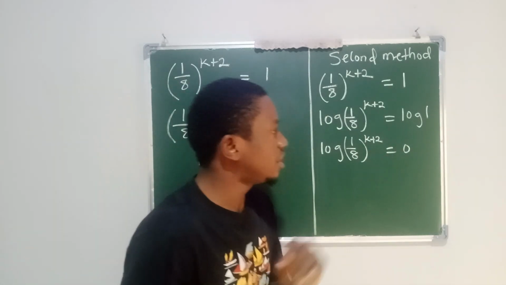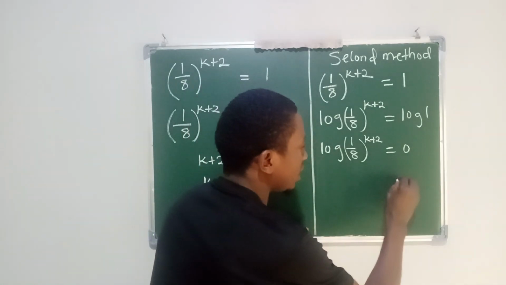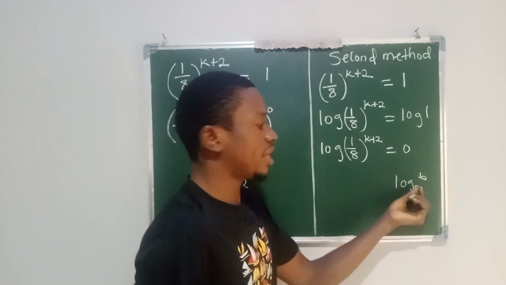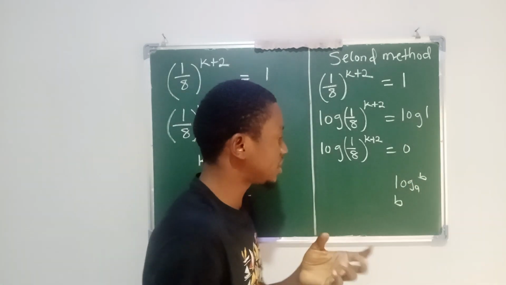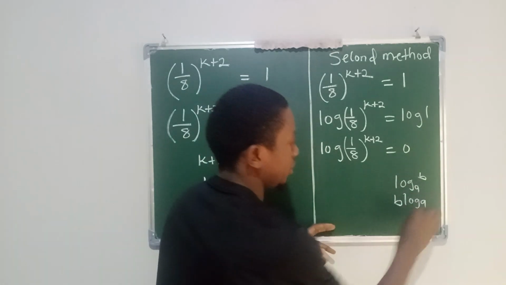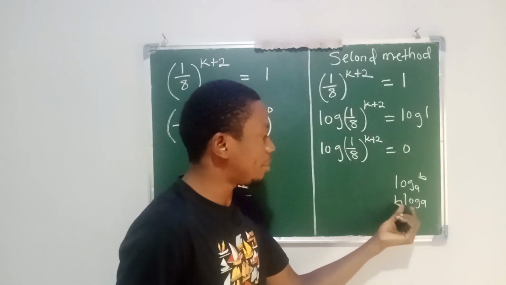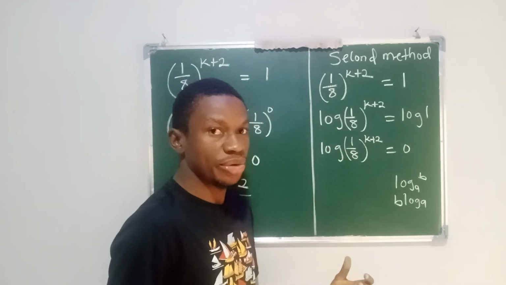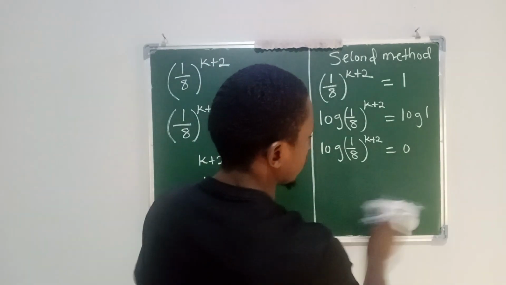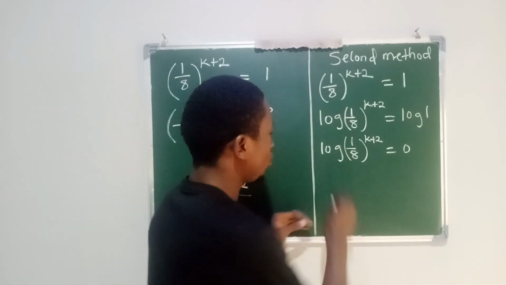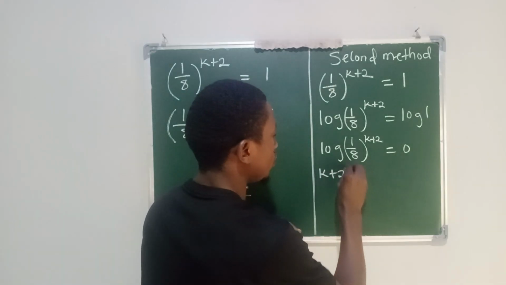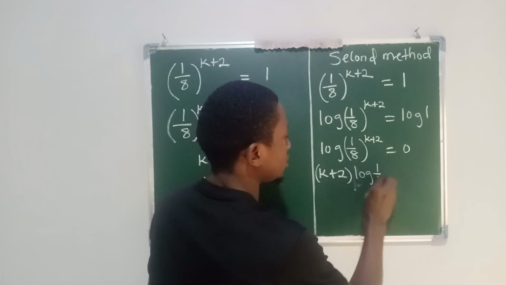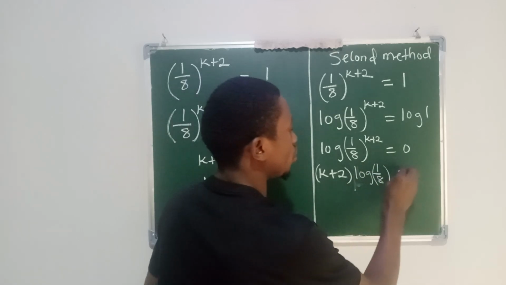Now another thing, from one of the laws of logarithm, if we have log a raised to the power of b, it is the same thing as saying b log a. It is still the same thing, and we can apply this here. In this case, this is the power, so we can just bring it forward, and then we continue that way. So with this now, we have (k + 2) all into bracket log (1/8) is equal to 0.